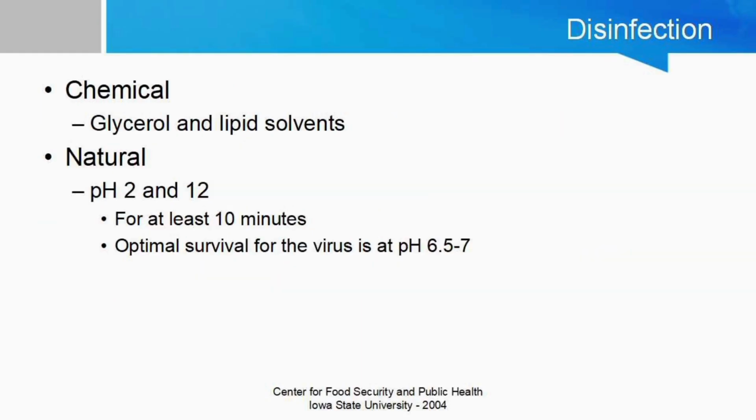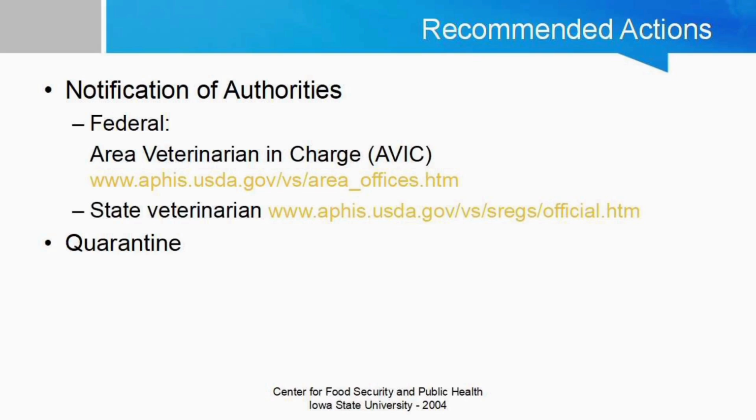Rinderpest virus is rapidly inactivated at pH 2 and 12 for 10 minutes. Optimal for survival is a pH of 6.5 to 7. The virus is inactivated by glycerol and lipid solvents. Iodophore and chlorine dioxide disinfectants are particularly effective against the virus. If rinderpest virus is suspected, the authorities should be contacted immediately. And if an outbreak occurs, the area should be quarantined.